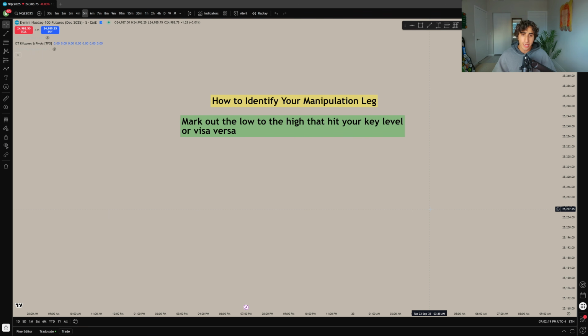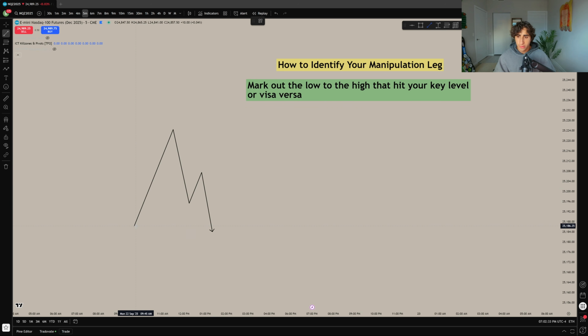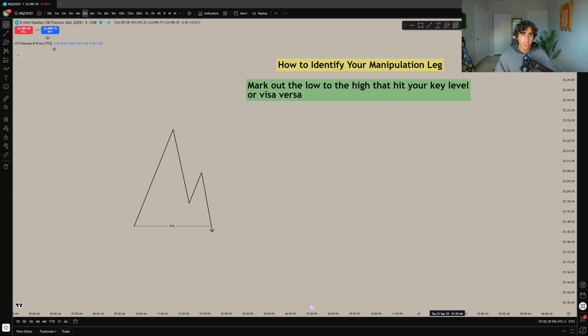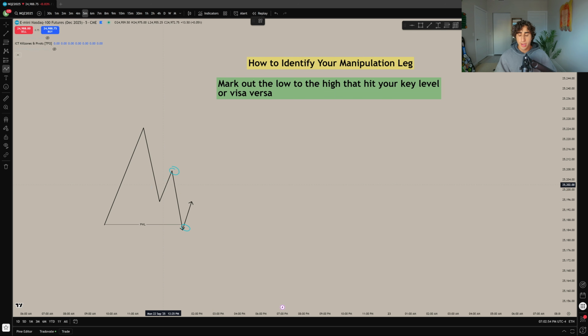Okay, so how to actually identify your manipulation leg. You want to mark out the low to the high that hit your key level, or vice versa, the high to low that hit your key level, right? So if we're looking at a chart like this, and let's say your key level is this sell side liquidity pool right here, let's say this is previous week low. Okay, we hit previous week low here. Once we get displacement from there, this is going to be your manipulation leg, this high to this low. So that's how you actually mark it out. Now it's just a swing high to a swing low.